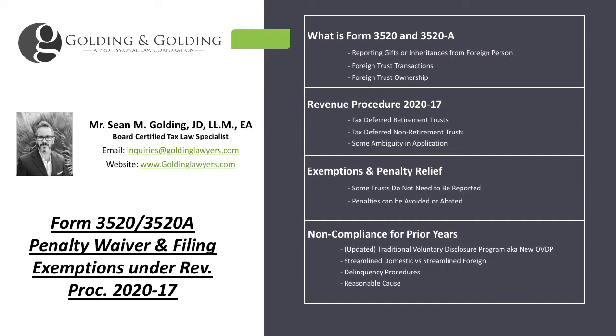Form 3520 is used to report foreign gifts, inheritances, and certain trust transactions, contributions, sometimes distributions, and ownership. Form 3520A is used to report certain foreign trust, ownership, and transactions. The failure to file these forms can have catastrophic penalties.